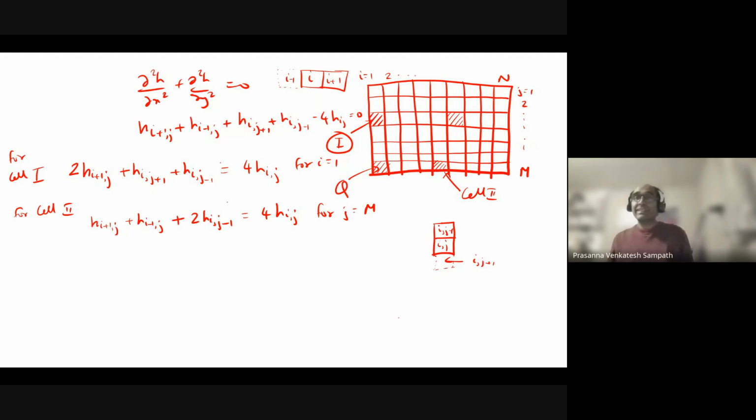Now, there is a special cell which is this corner cell, which is where the pumping well is. Now, this one neither has i minus 1 nor has j plus 1. Okay, so I'll just do that in the next.